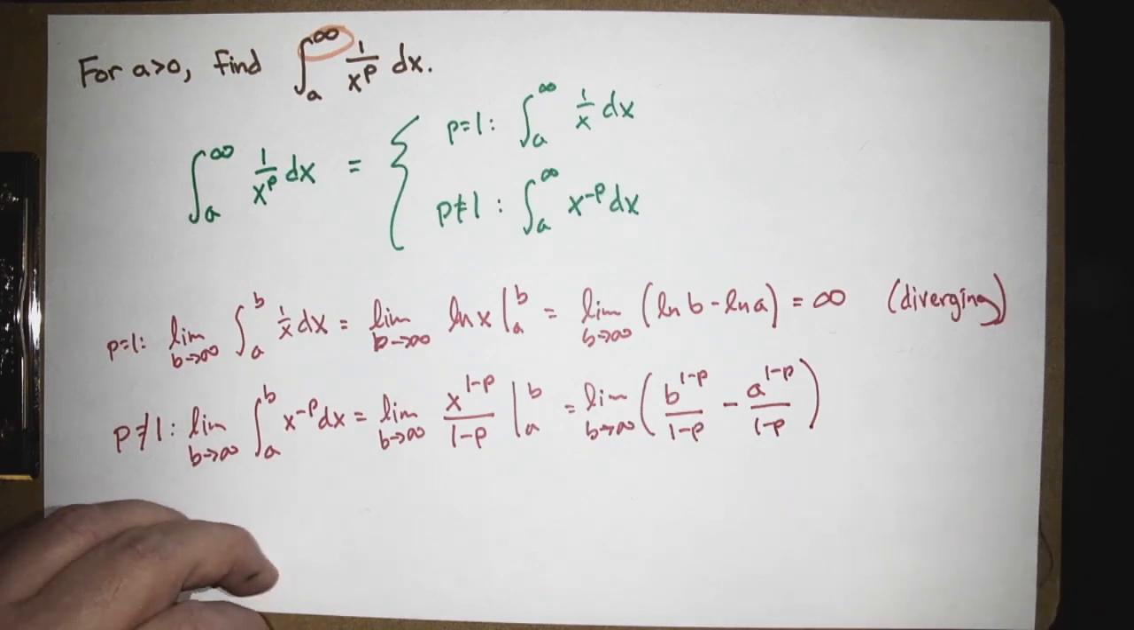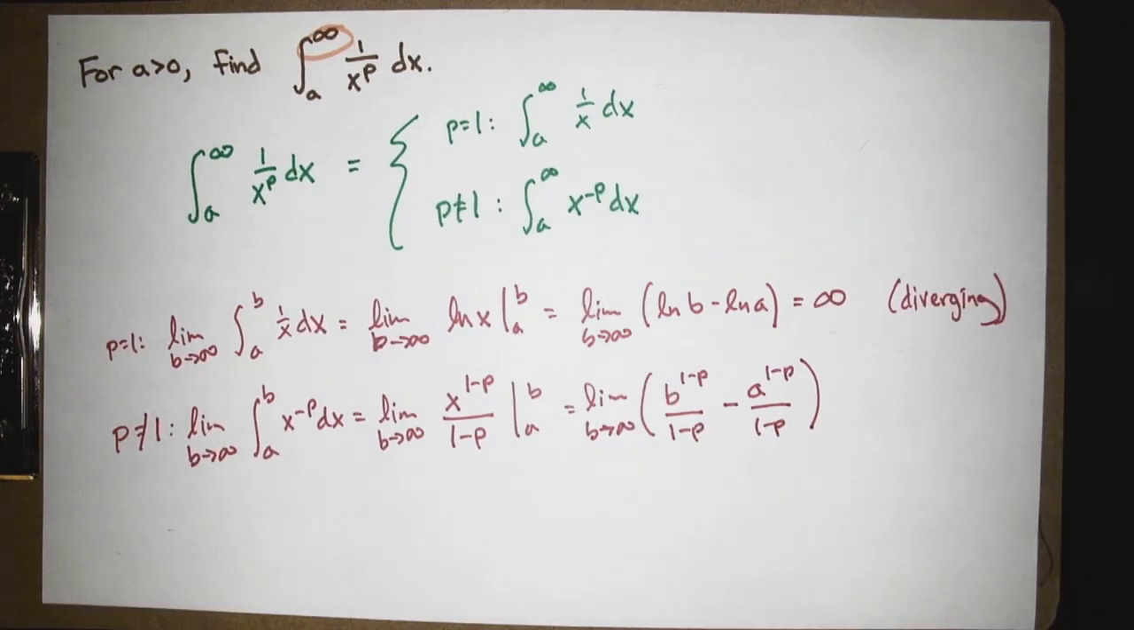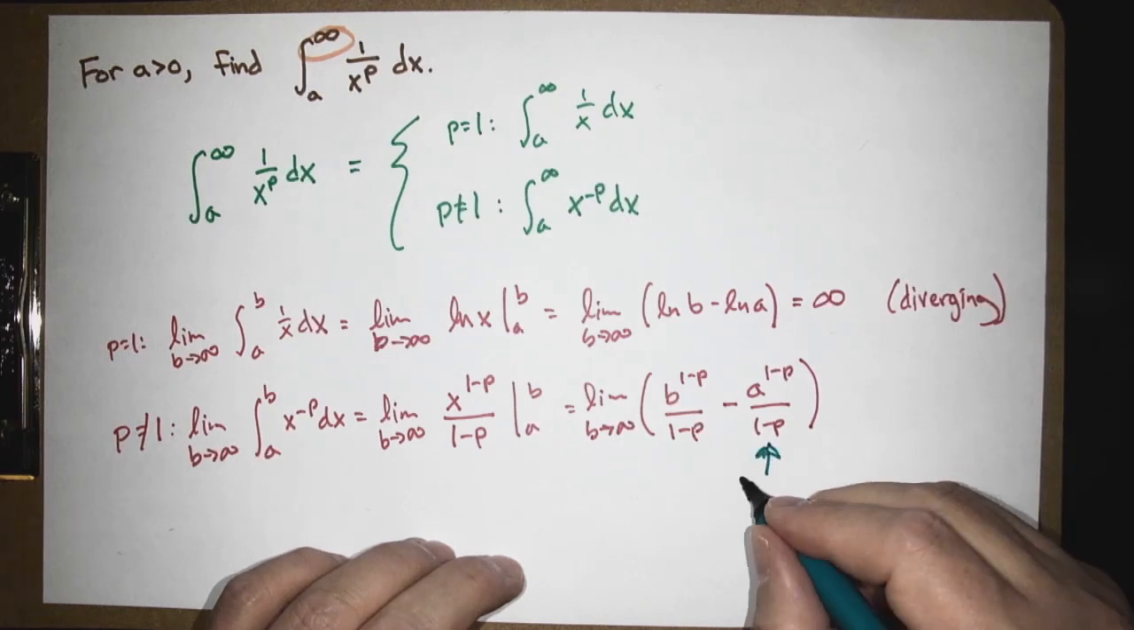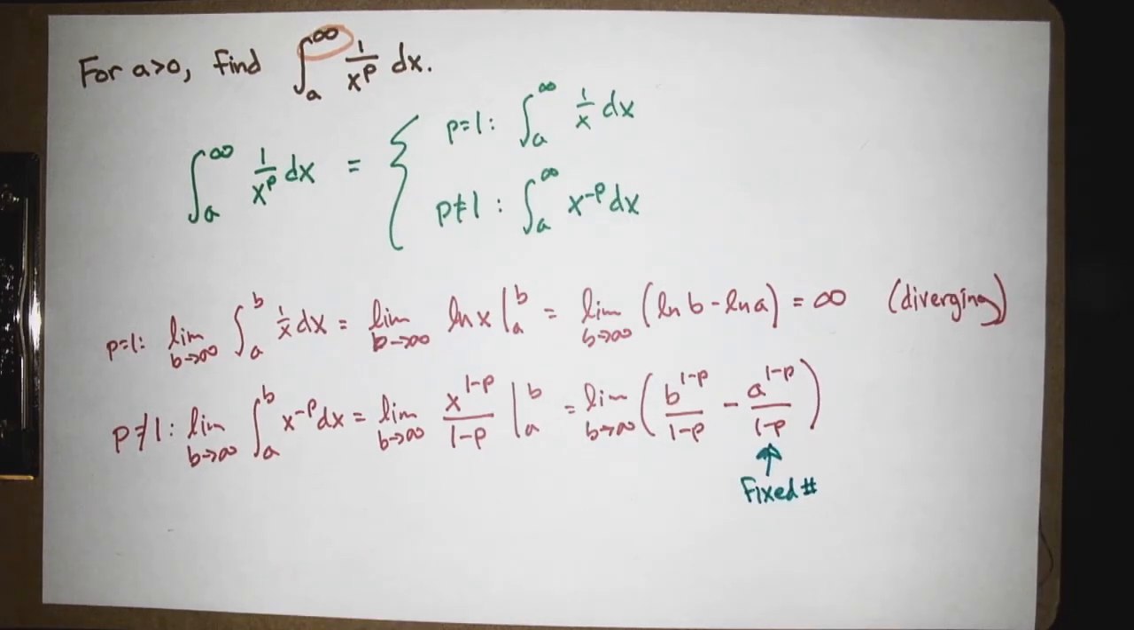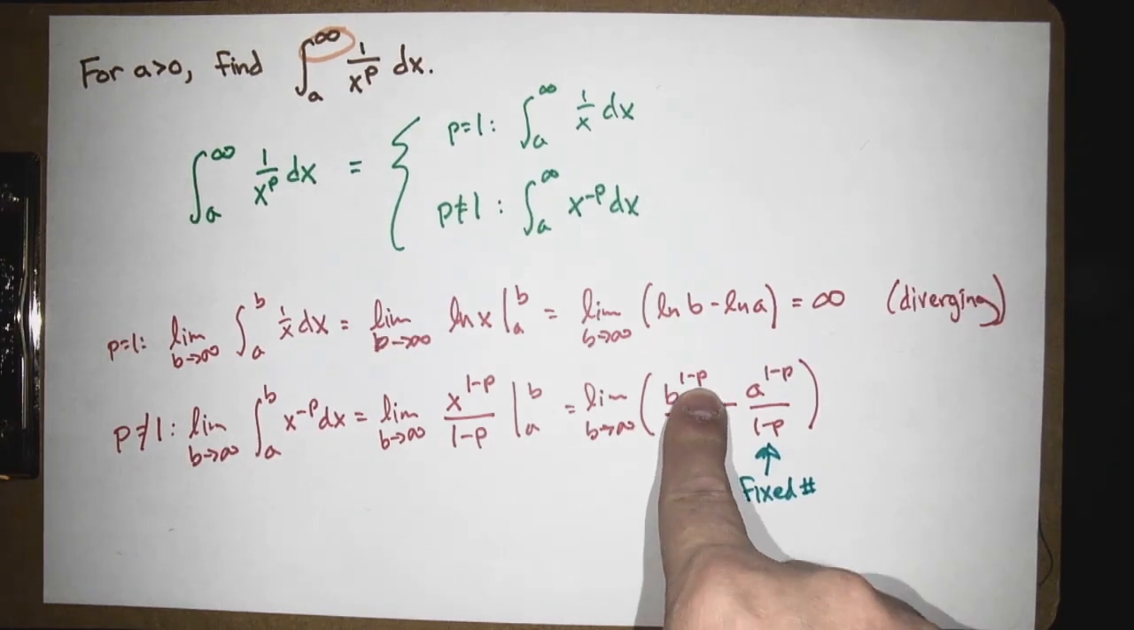Now, the a term is fine. We don't worry about this. This is fixed. It's a number, so it's a fixed number. Focus on the term with the b. That's the part that's changing. What's going to happen to this? Well, maybe. It depends on this number upstairs.